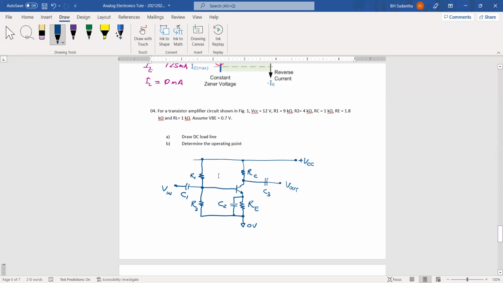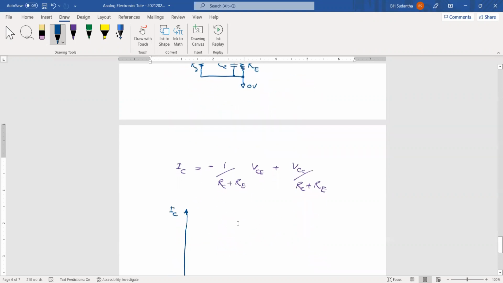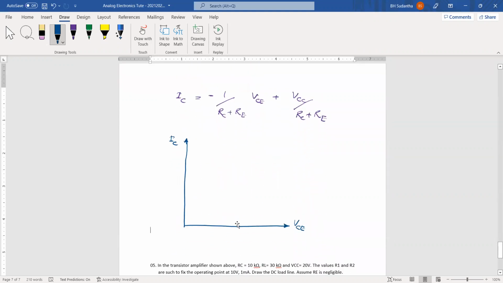In addition to that, we have the fixed bias circuit. You may remember that there we don't have this R2 resistor. We have only the R1 resistor. But this is the self-bias circuit. With the self-bias circuit, we have this R1, R2 resistor divider. Okay, then we can draw the load line.